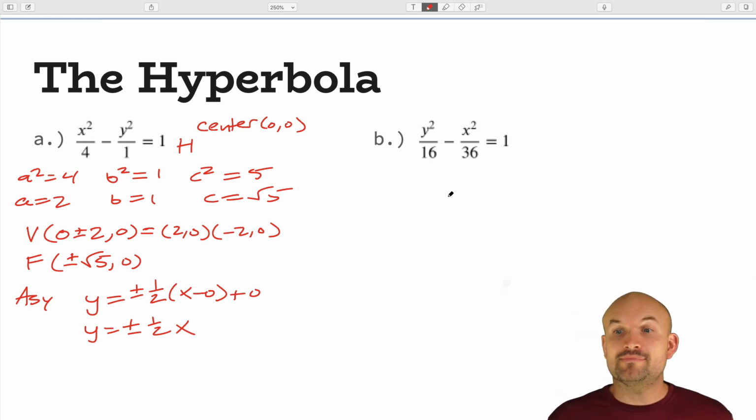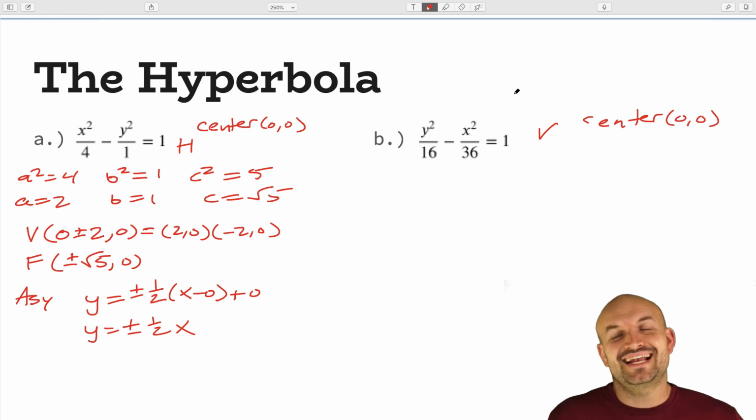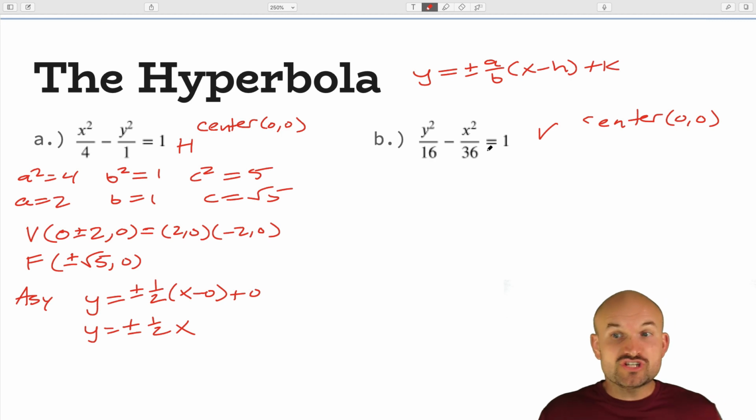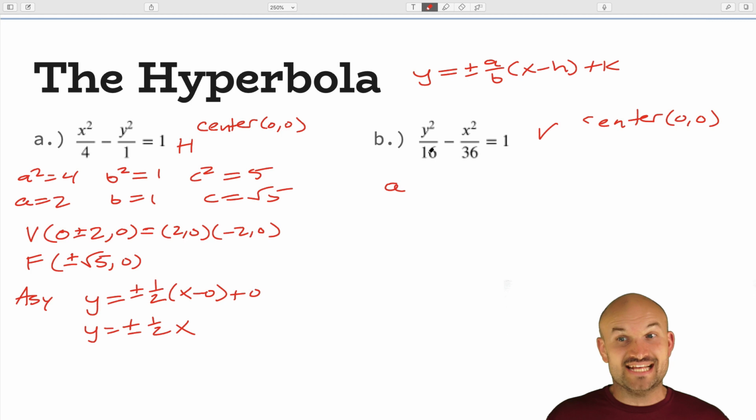Okay, so on to the next example, where again we can see that the a squared is going to be under the y, right? So automatically I can determine that this is going to be a vertical. Again, we are going to have a center at 0 comma 0. And since it's a vertical, we could also write the asymptote equation as plus or minus a over b times x minus h plus k. So just by looking at this, since the a squared is under the y, we know it's vertical, we can identify the center, and we can identify the asymptote equation.